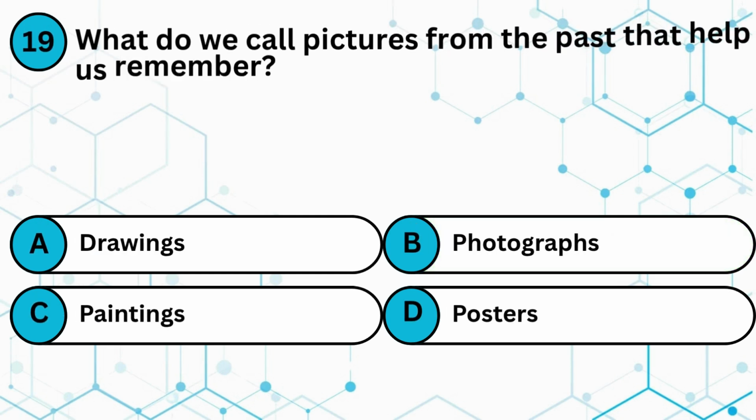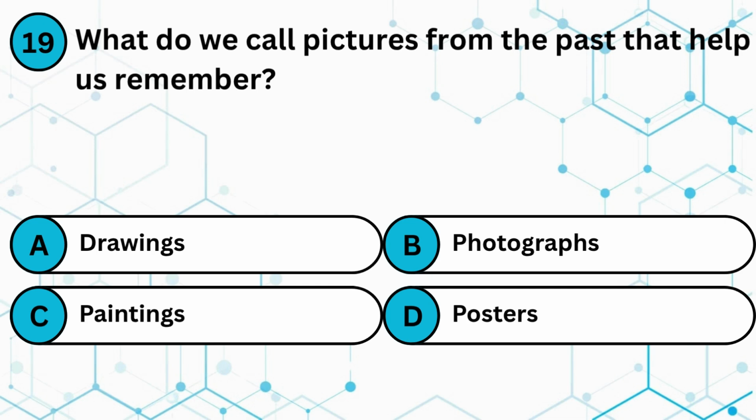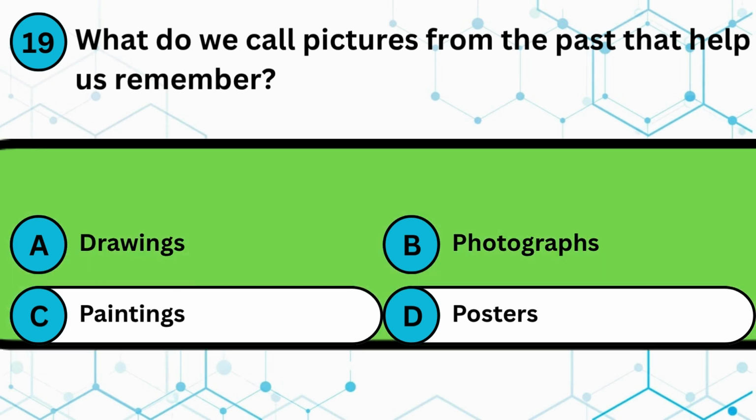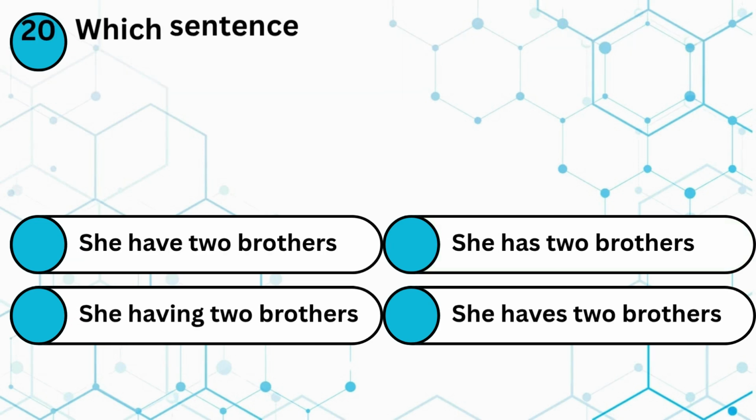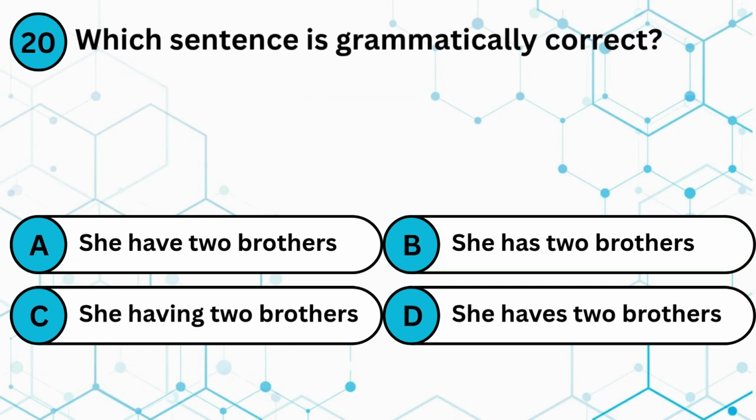What do we call pictures from the past that help us remember? Correct answer is photographs. Which sentence is grammatically correct? Correct answer is she has two brothers.